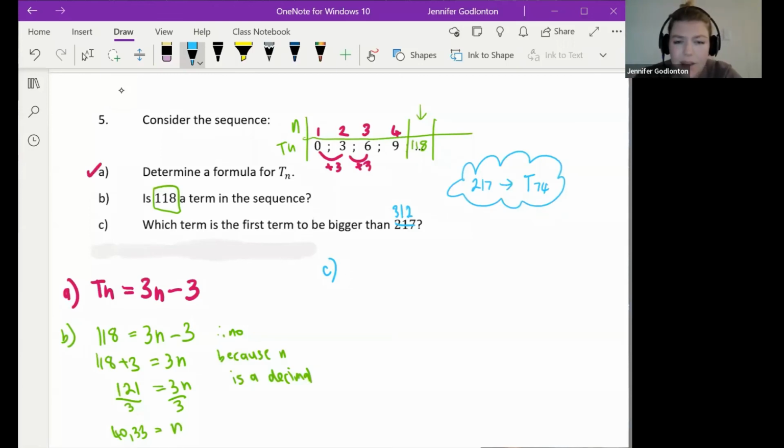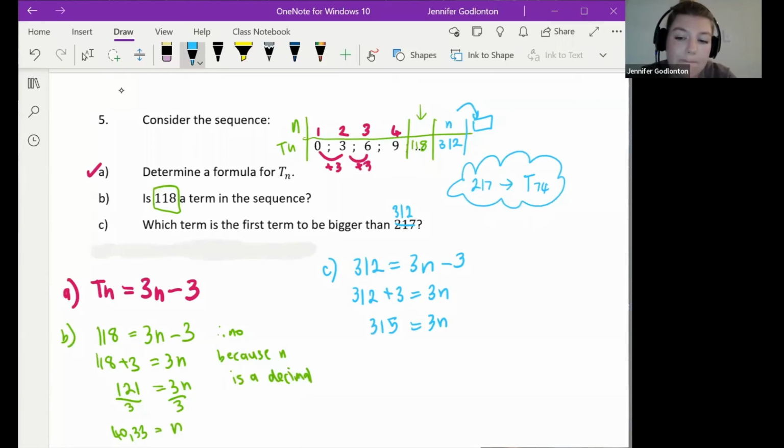Let's go through C. So C is saying, which term is the first term to be bigger than 312? So we're saying 312 is over here. We want to figure out what its n value is, and then we want the n value right next to it because we want the term that's bigger than 312. So I'm going to substitute my 312 into my Tn. So 312 is equal to 3n minus 3. I'm going to move that 3 over. So I get 3n equals 312 plus 3, which means 315 equals 3n. And so 105 is equal to n.